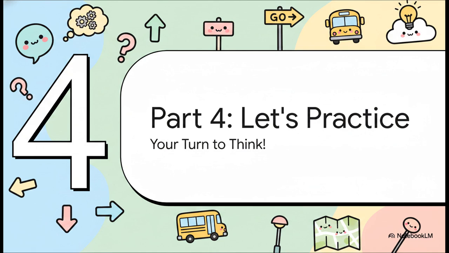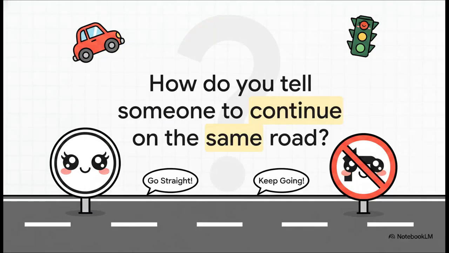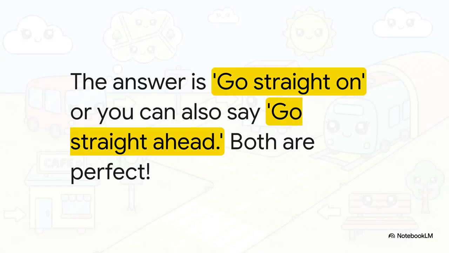Let's practice. It's your turn to think. I'm going to ask a question and I want you to think of the answer. Okay, first question. How do you tell someone to continue on the same road? No turning left, no turning right. Just keep going. What would you say? I'll give you a moment to think. Did you get it? The answer is go straight on. You can also say go straight ahead. Both are perfect. Great job if you got that right.